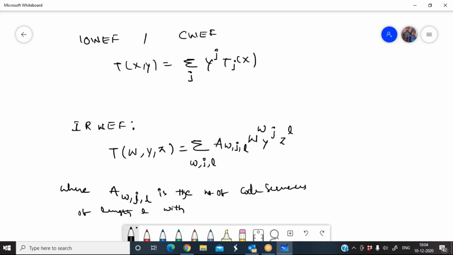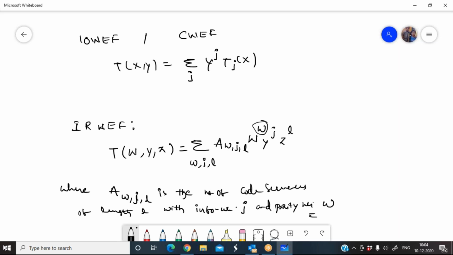Information weight. Information weight. Right, very good. So information weight is j. Repeating once again, A(w, j, l) is the number of code sequences of length l with information weight j, and what is w? Now, w is the parity weight, redundant or parity, whatever. The parity weight is w. That's it.